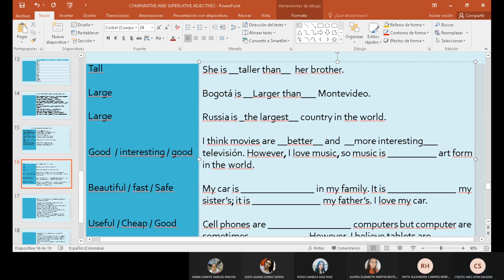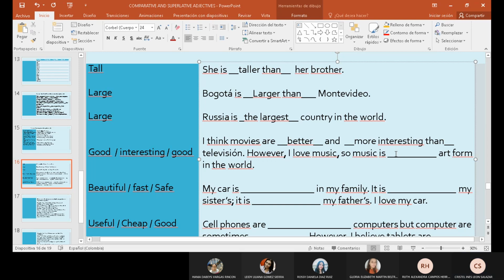However, I love music, so music is what else? More interesting in comparatives than television. Than. Okay, don't forget. More interesting than television. However, I love music. So music is better art form in the world. Is correct? Than art form in the world. Please read in Spanish using better. Better than.